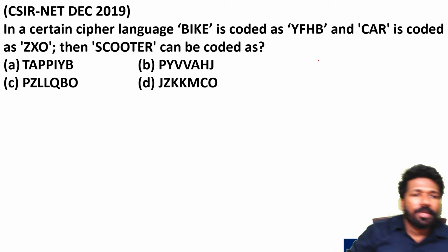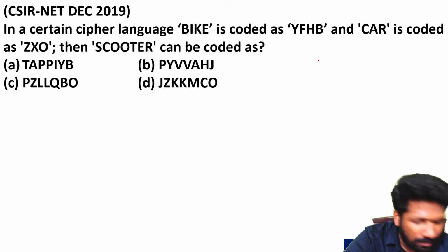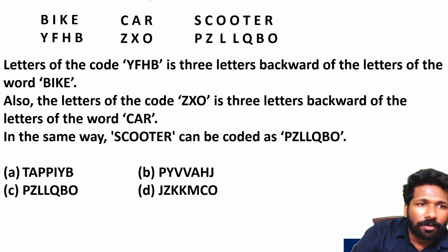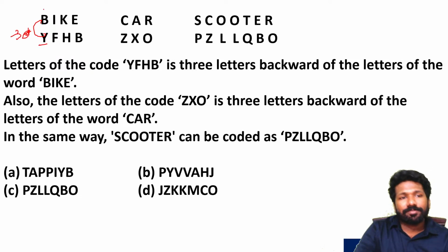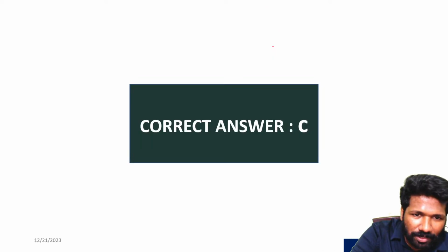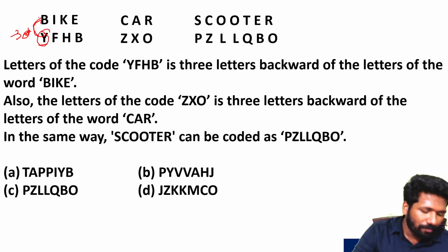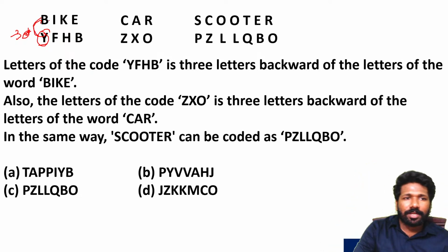So anyway, in a certain cipher language, byte is coded as YFHB. Many of you got an answer. How? B minus 3, not plus 3. B minus 3 is Y. How is B minus 3 Y? Circle of alphabet idea: the third letter in reverse order. Or if reverse order is challenging for you, you can start from Y: Y, Z, A, B. The third letter is B, right?